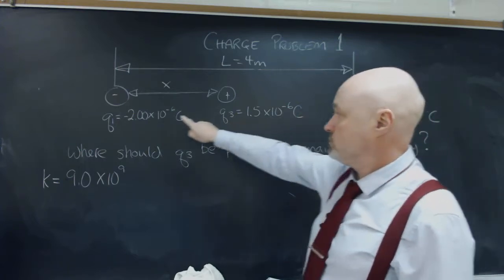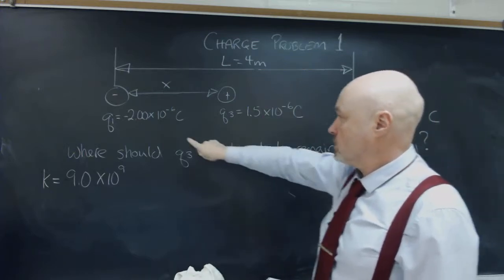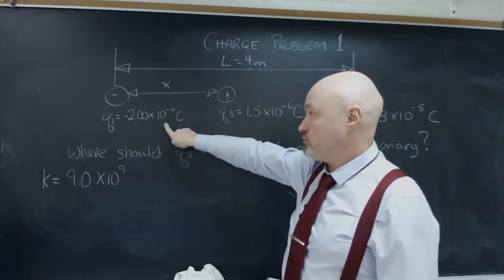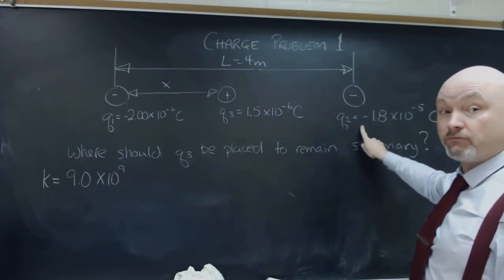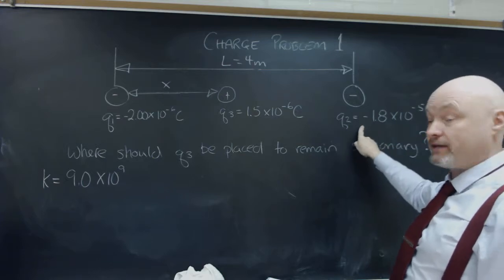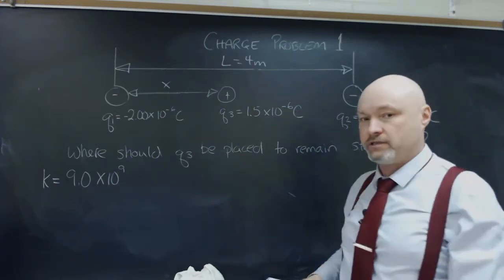We have two charges, and they are 4 meters apart. One has a charge of -2 times 10 to the -6 coulombs. The second one has a charge of -1.8 times 10 to the -5 coulombs. They're both negative. Notice that.